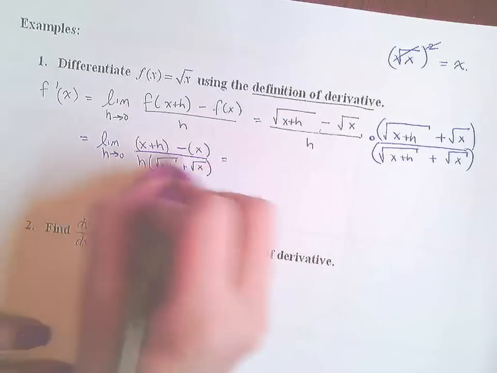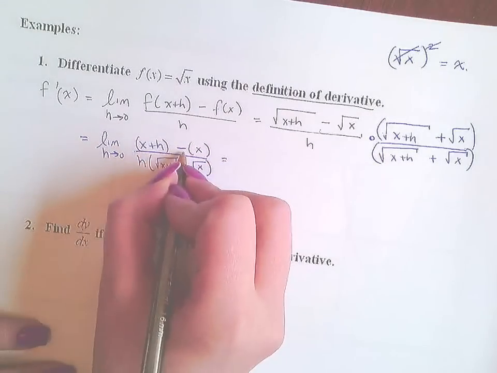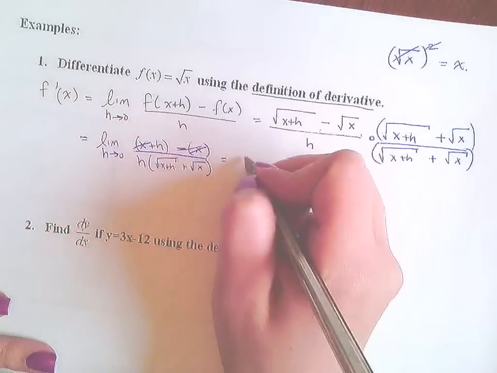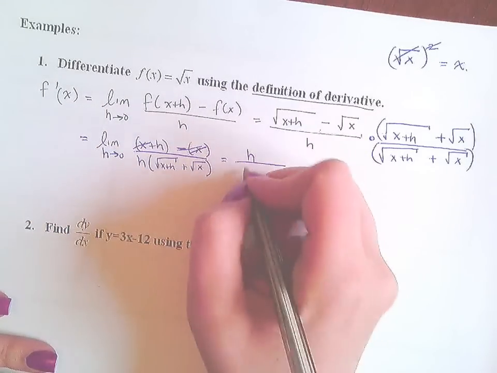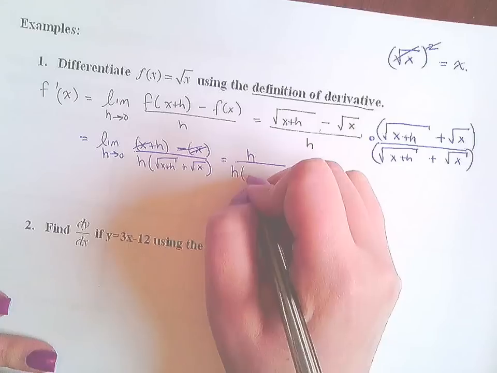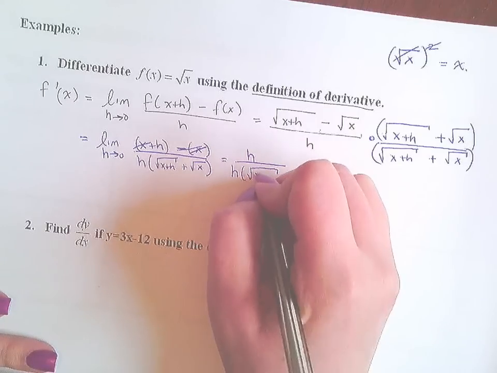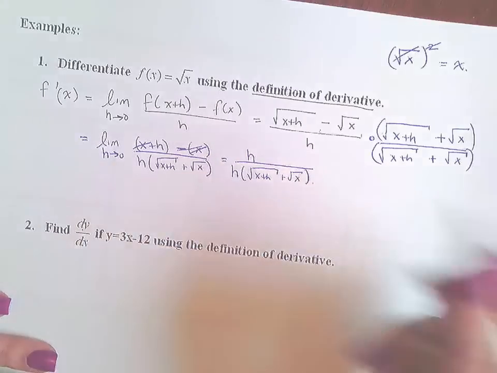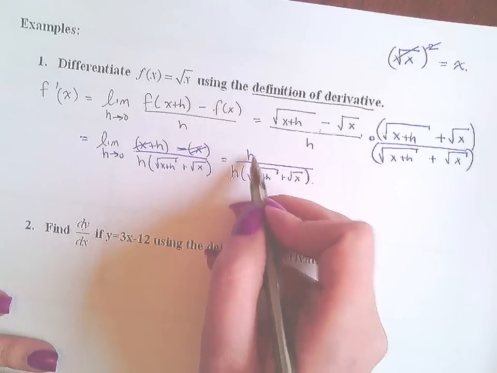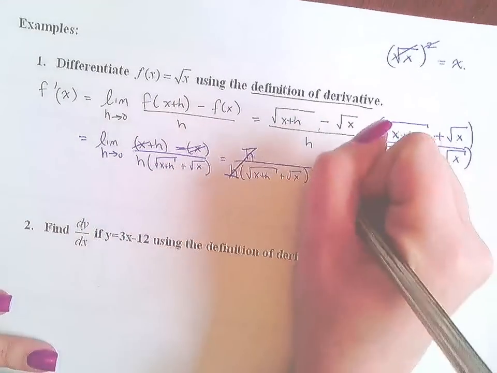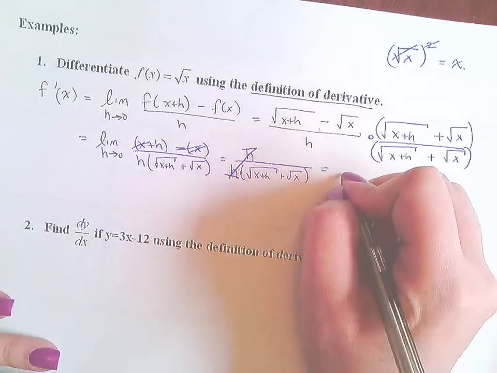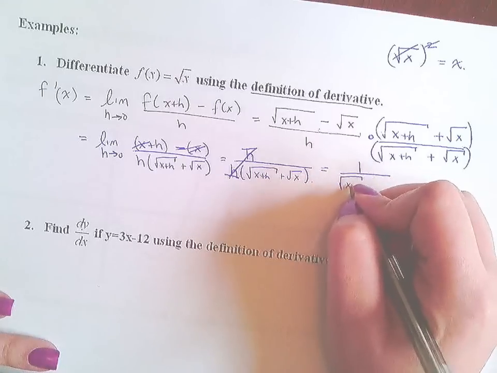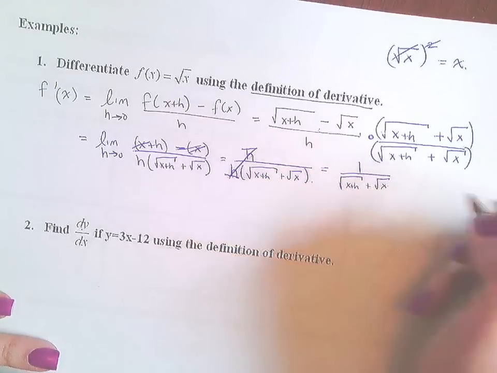And now we simplify the top. So x plus h minus x, what happens to the x's? They cancel out, so you're left with just h on top, and on the bottom we have h times square root of x plus h plus square root of x. What happens to these h's? They turn into a 1, right? They don't cancel out because we still have a denominator. So this is 1 over the square root of x plus h plus the square root of x.